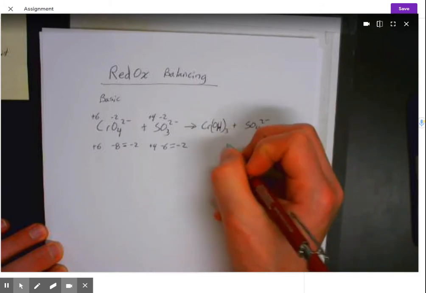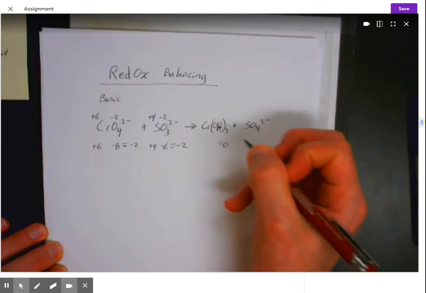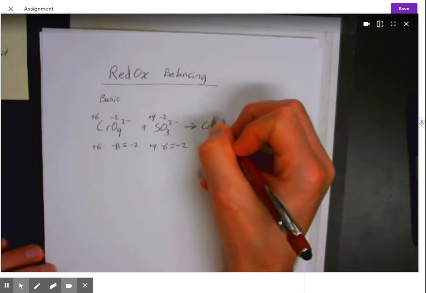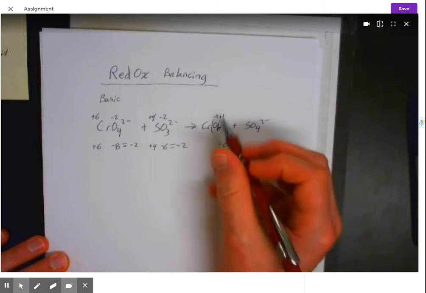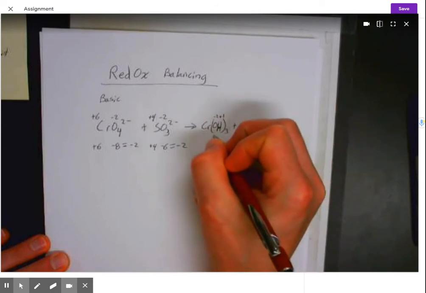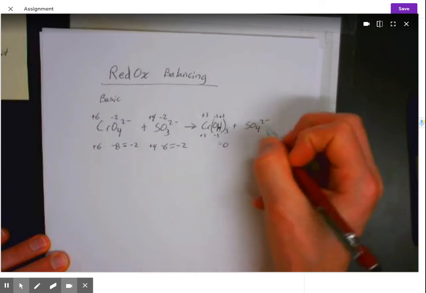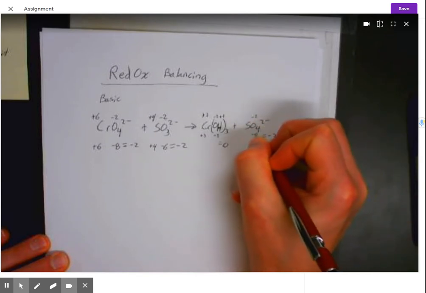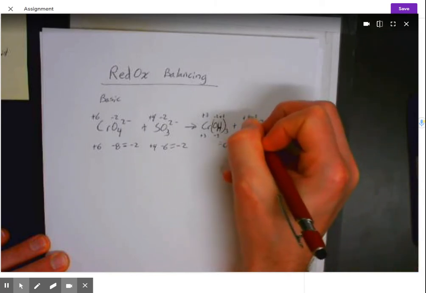The chromium hydroxide has no net charge, so the totals are going to equal 0. We know that in this case the O is -2 and the H is +1. So if you do the math there, that's +3 and -6, so that's a -3. So the chromium has to be a +3. And then the sulfate's going to add up to a -2. -2 for the O's each, so that's -8 total, and therefore a +6 for the sulfur.